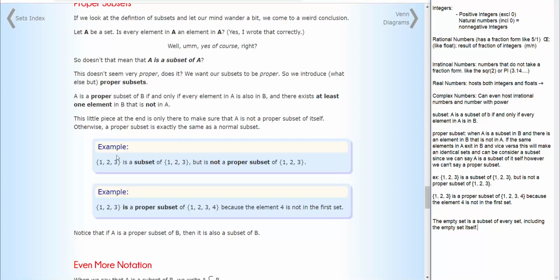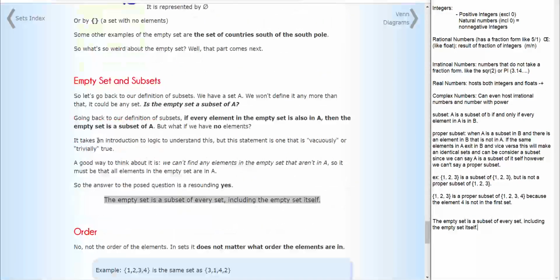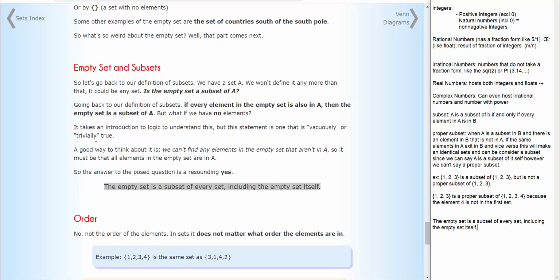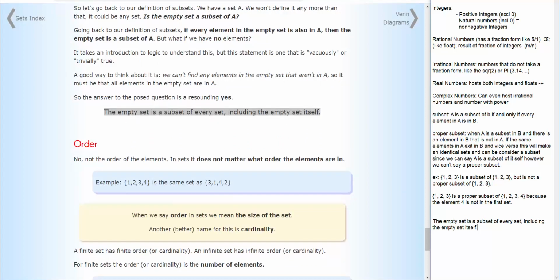Now, if we have another set that can contain the element, the empty set, it could be anything. So the definition says here that the empty set is a subset of every set regardless, including the empty set itself.